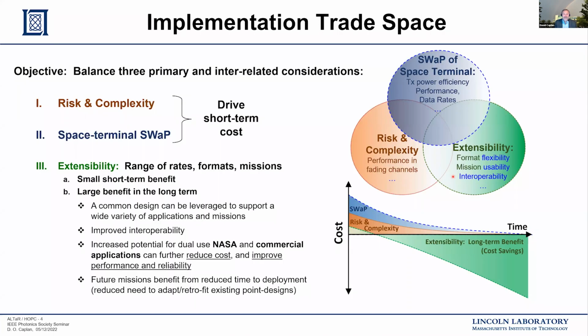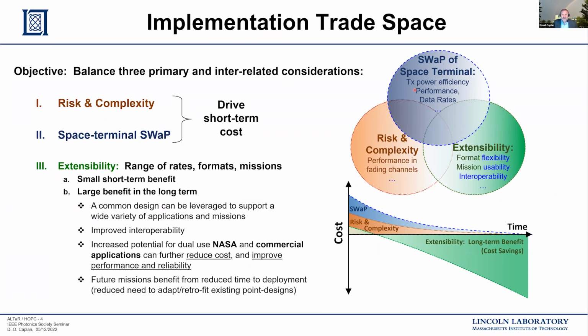Before I get into the technical details of the talk, I think it's worth getting a better sense of what the implementation trade space is. I have this little Venn diagram on the right-hand side, which highlights some of the trades between size, weight, and power of the space terminal versus the risk and complexity, and this last element, which is extensibility. The size, weight, and power and risk and complexity are often linked to the short-term costs of how long it will take to implement the payload and get it deployed.